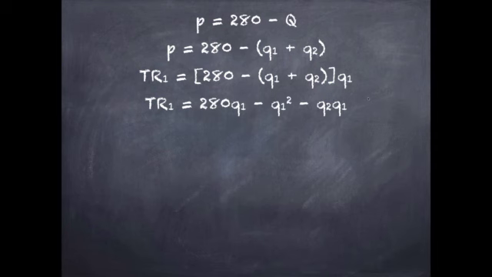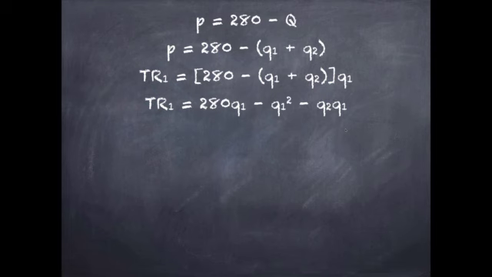So we have Q1 multiplied by 280, so we have 280 Q1. Then we are taking Q1 and multiplying it by negative Q sub 1, which gives us negative Q sub 1 squared. And we're multiplying Q sub 1 with negative Q sub 2. There's a negative sign out in front here, so that gives us negative Q sub 2 Q1. So now we have the total revenue function for the firm.